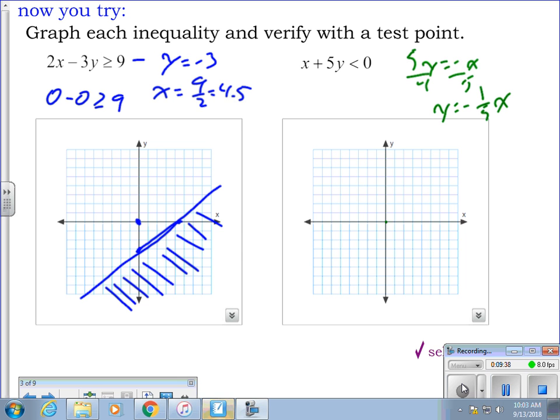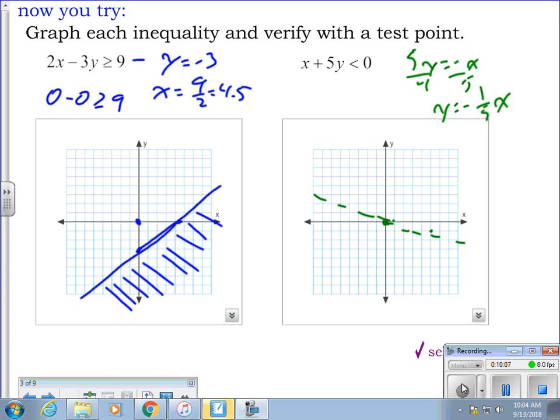I know it goes to the origin. My slope is -1/5. My run is 5. 1, 2, 3, 4, 5. My rise is -1. Oops. It's supposed to be a dashed line, is it not? My bad. 1, 2, 3, 4, 5, down 1, and a dashed line.